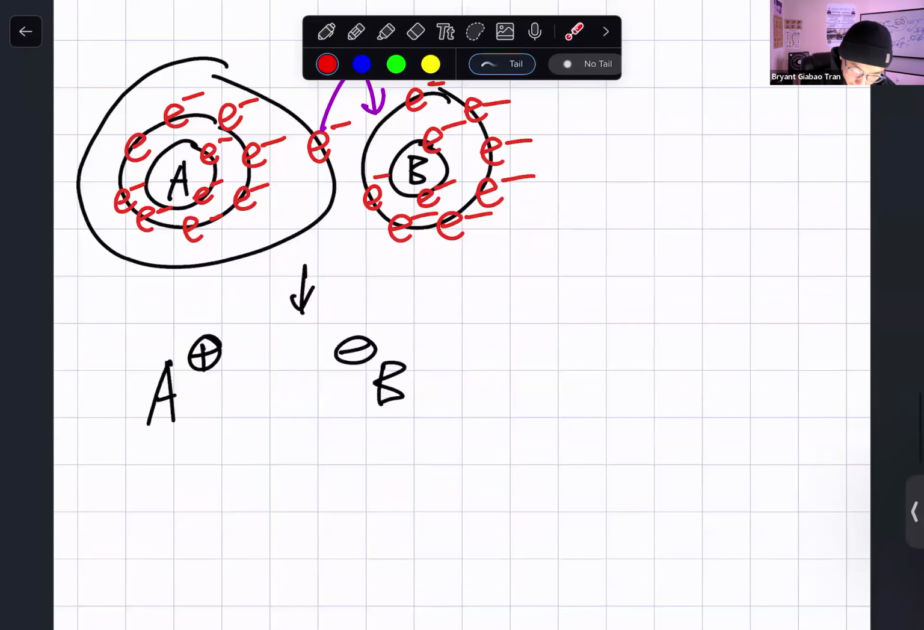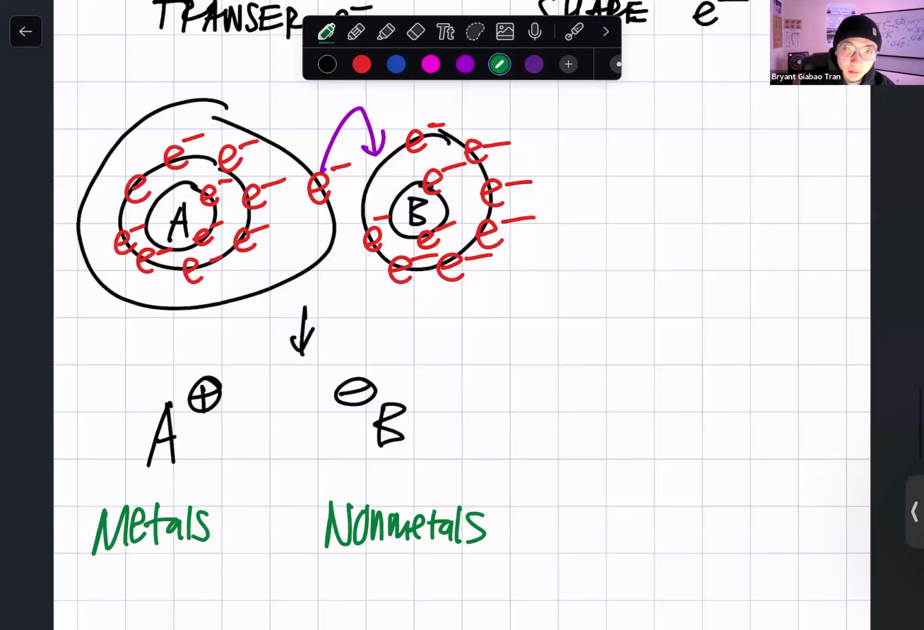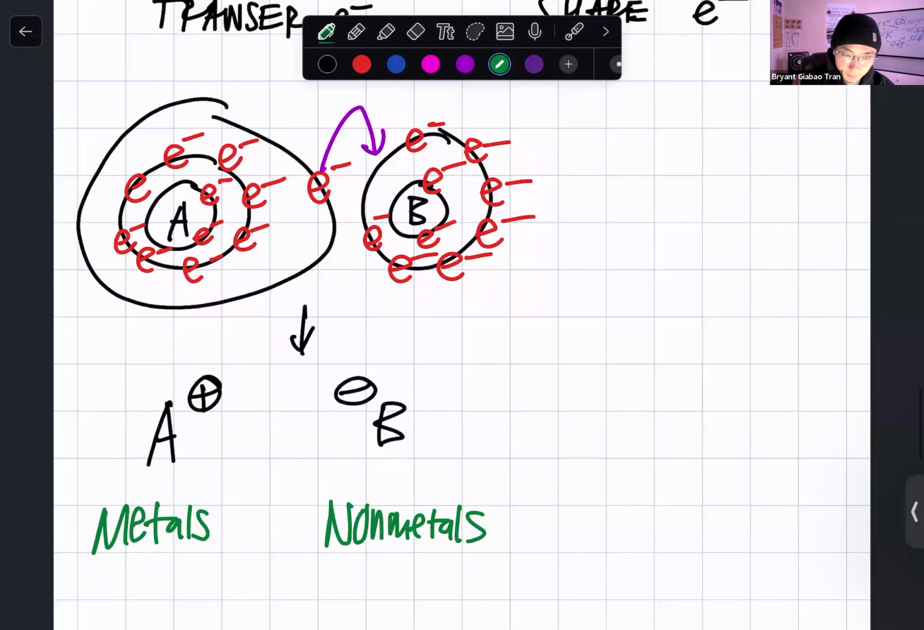So this would typically happen between metals and non-metals, right? The metals are going to be on the left side of the periodic table. The non-metals are going to be at the right side of the periodic table, right? So this atom here with the positive charge is considered a cation, whereas this atom here with the negative charge is considered an anion.